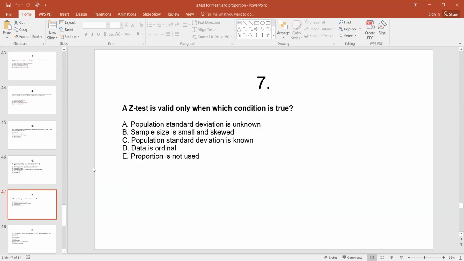MCQ number 7. The z-test is valid only when which condition is true? A. Population standard deviation is known. B. Sample size is small and skewed. C. Population standard deviation is known. D. Data is ordinal. E. Proportion is not used.